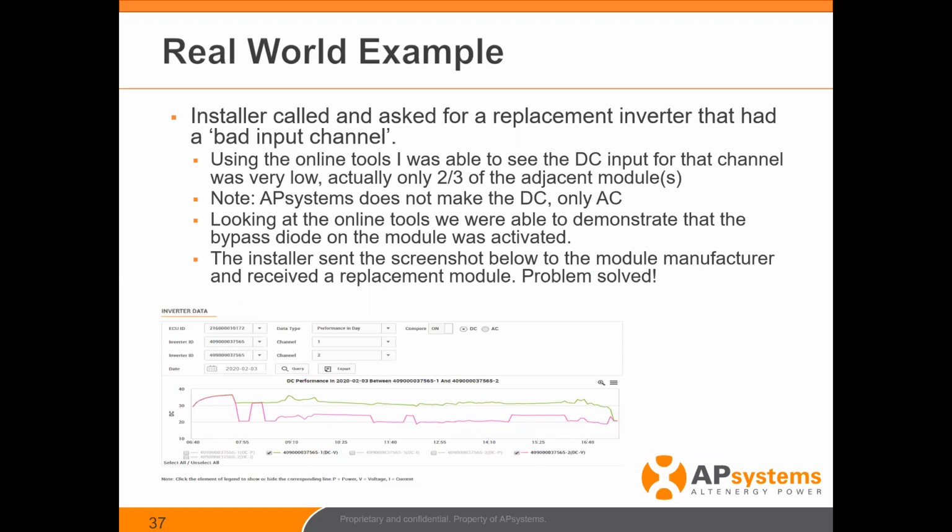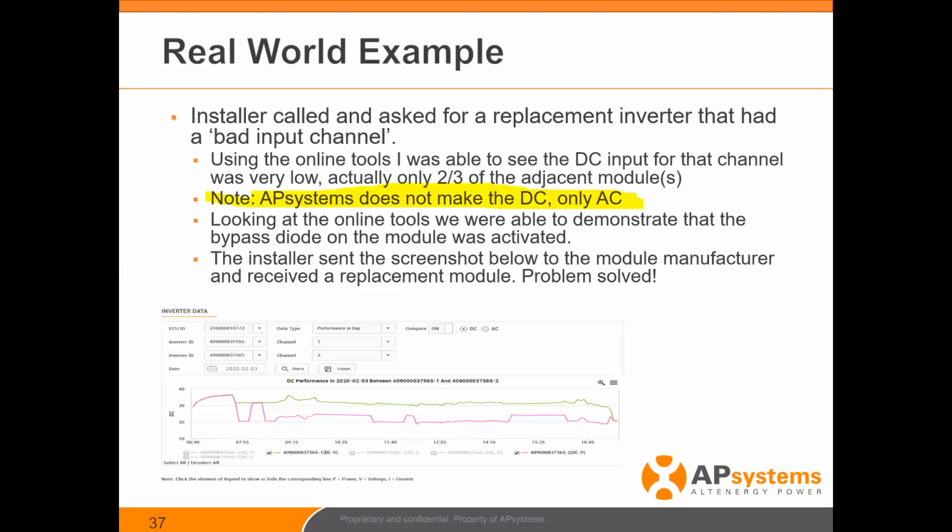Using the online tools that we had available, I was actually able to see that the DC input he was talking about for that particular module was low, and it was legitimately low. But what was interesting was it was 2/3 of the adjacent modules on the roof, which kind of clued me in a little bit. One thing I do want to point out, when it comes to DC, APsystems does not create any DC.